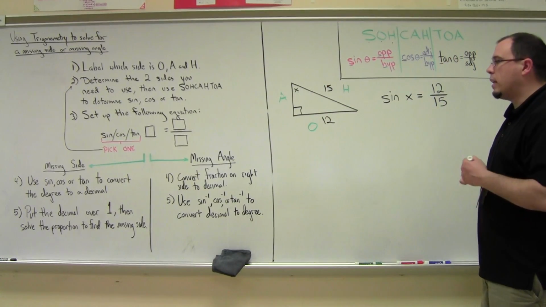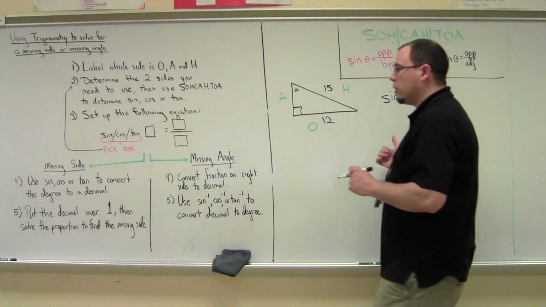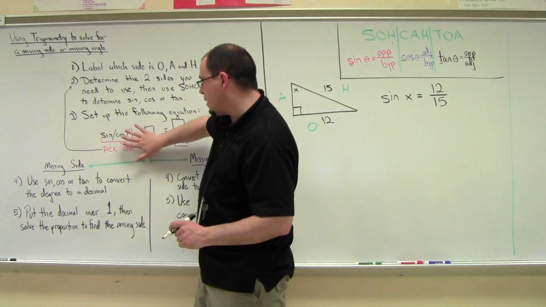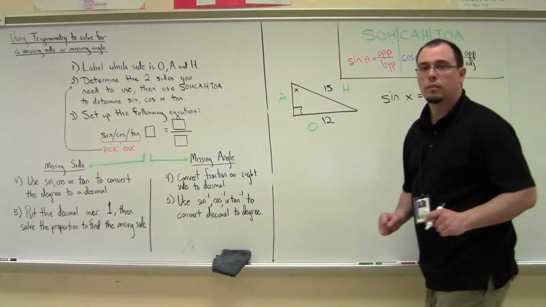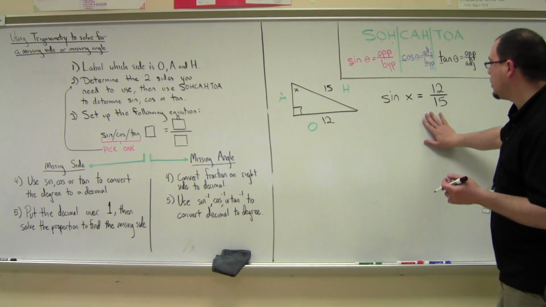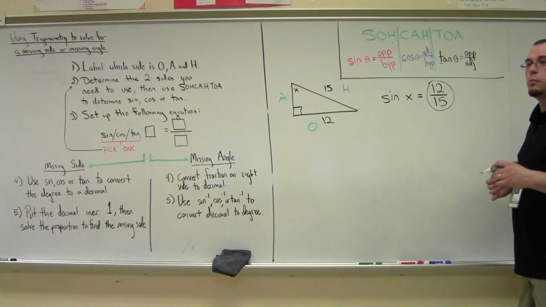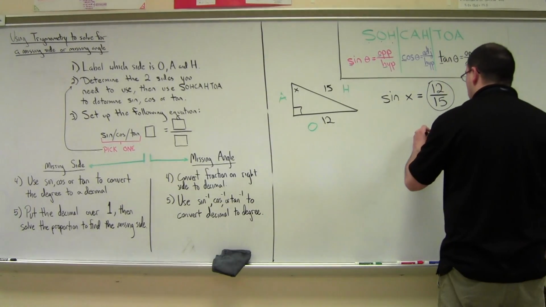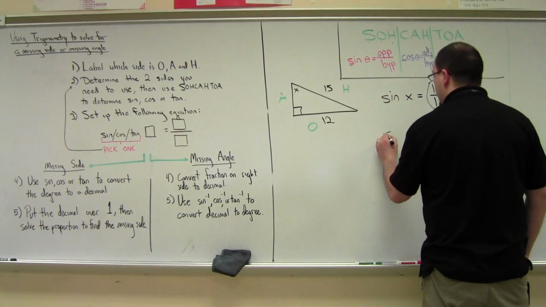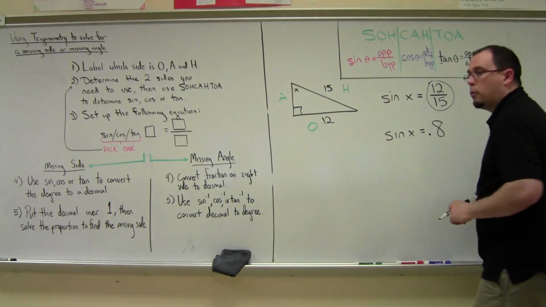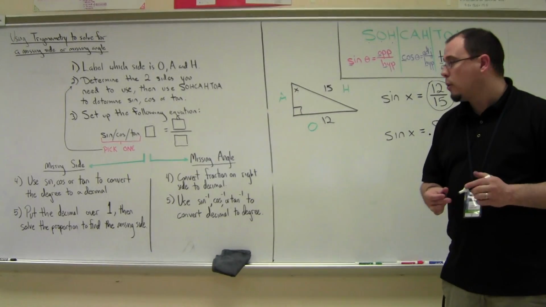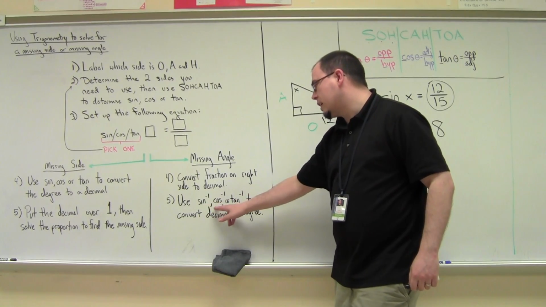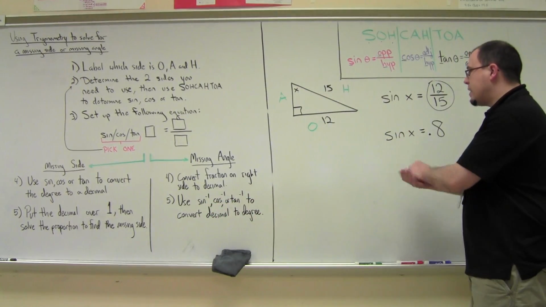So here's our equation. Now we're looking for a missing angle, so we're just going to follow this list over here. If we were looking for a missing side, we'd get to this point and then follow that list over there. So, missing angle. The first thing we're going to do is convert this fraction into a decimal. The way we do that is you just divide the numerator by the denominator. 12 divided by 15 is going to get us 0.8. So we know that sine of x is going to equal 0.8. The next thing we're going to do is use the inverse of sine, the inverse of cosine, or the inverse of tangent to convert a decimal to a degree.